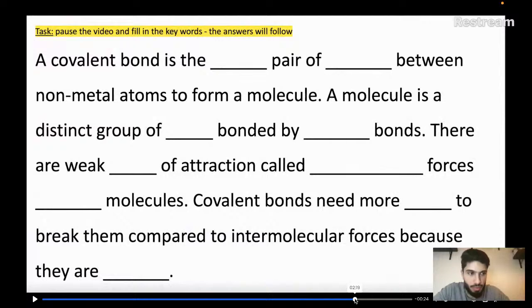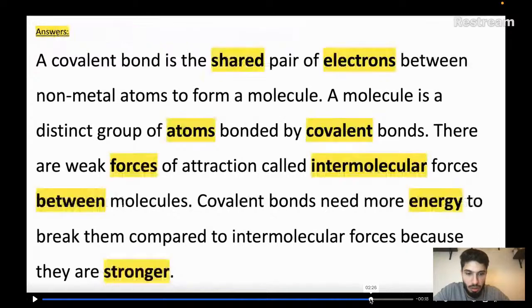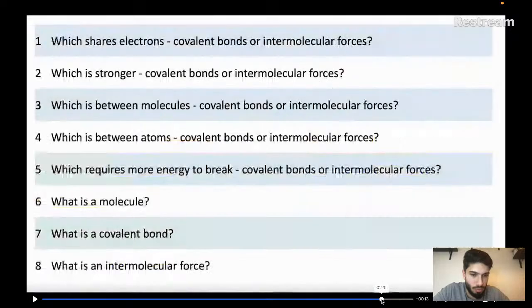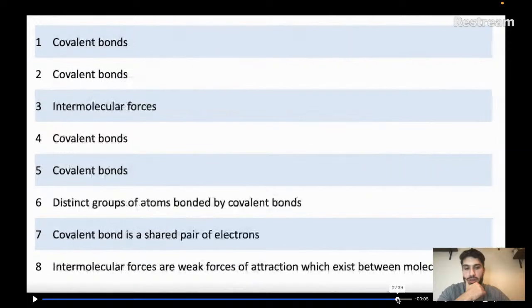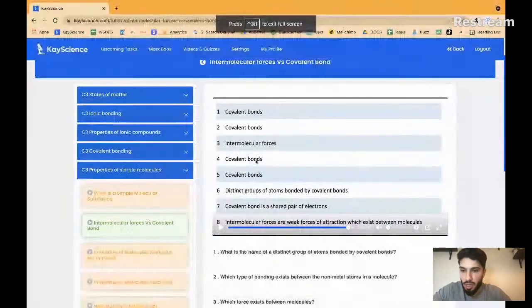Okay, here is the gap fill. Off you go. The answers are about to come. All right, let's go. Here are the answers. Mark it. Okay, onto the questions. You can answer these questions when you go back and watch the video. The answers will follow. Make sure you're pausing in this time, of course. Okay, here are the answers.